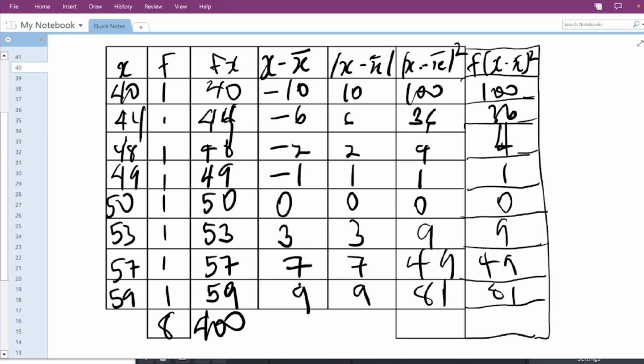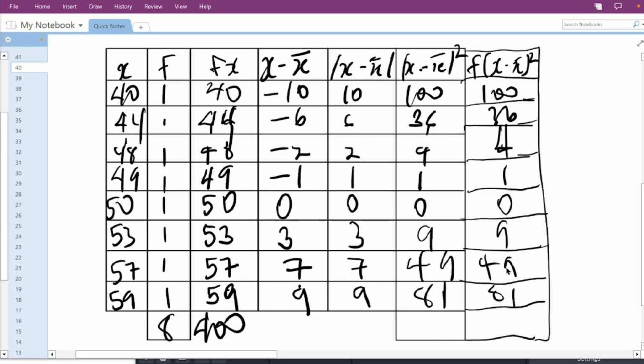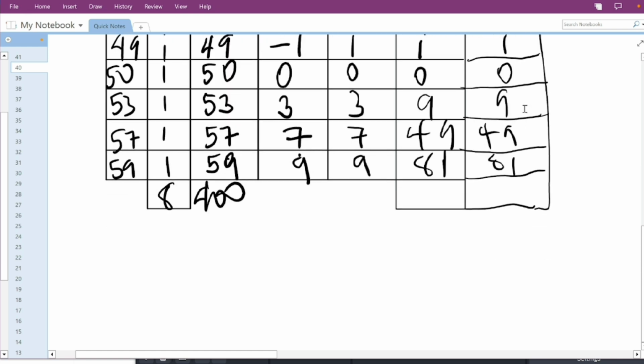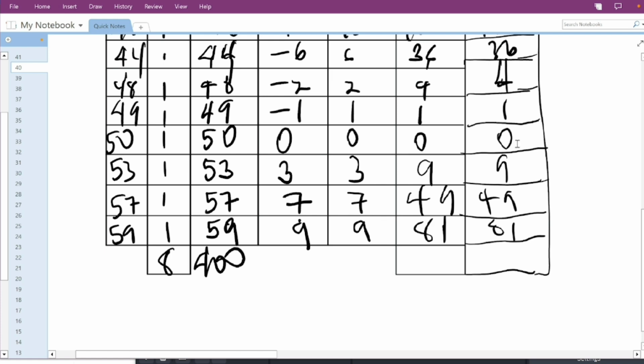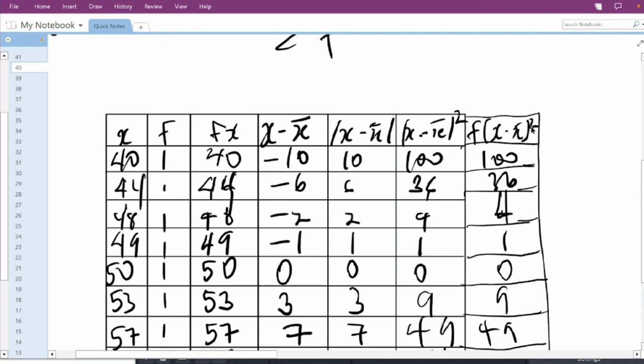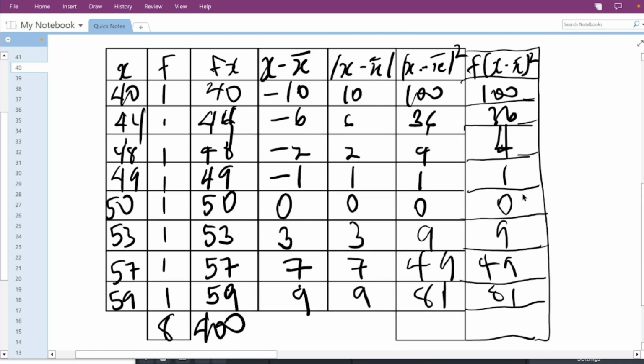At this point, you add all of this because the formula for the variance has the summation of f times (x minus x bar) all squared as the upper value. So we add 100 plus 36 plus 4 plus 1 plus 0 plus 9 plus 49 plus 81, which gives us 280.